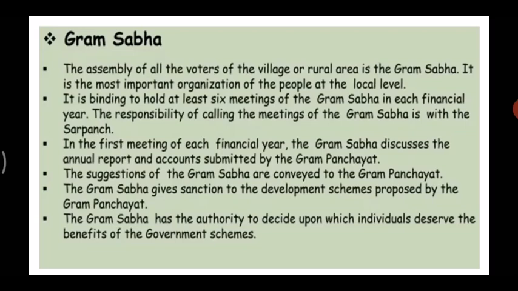In the meeting, the Gram Sabha discusses the annual report, that means the whole year's report and accounts submitted by the Gram Panchayat. Also, important decisions concerning the village are discussed by the Gram Sabha. The Gram Sabha gives sanction, which means permission, to the development schemes proposed by the Gram Panchayat. The Gram Sabha also has the authority to decide which individual deserves the benefit of government schemes.